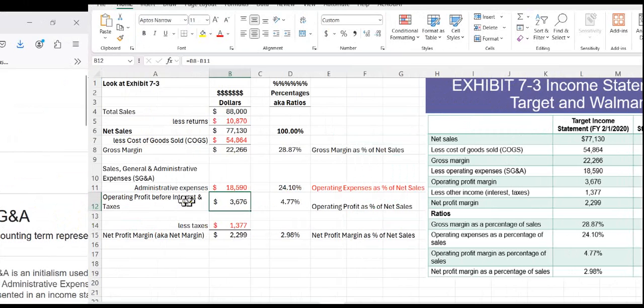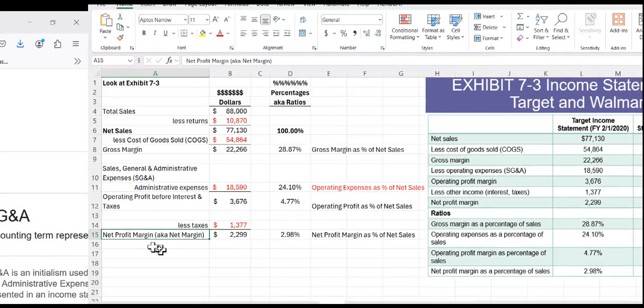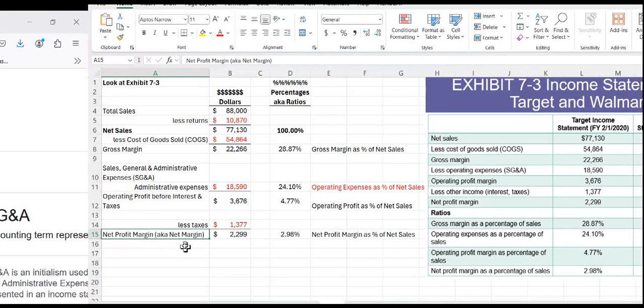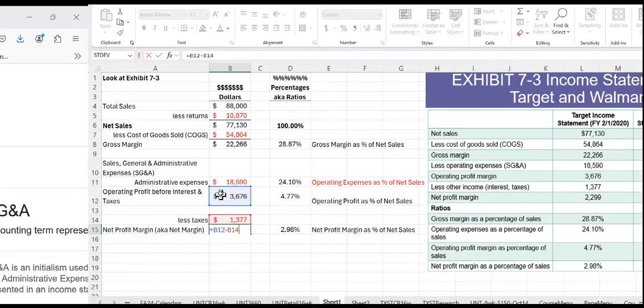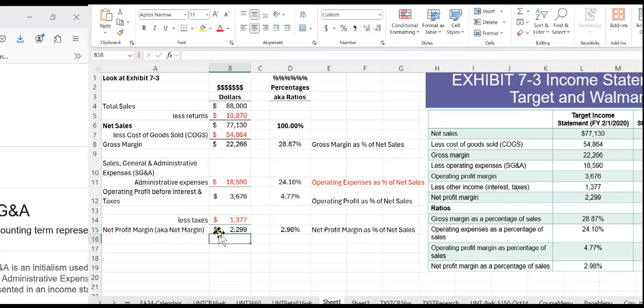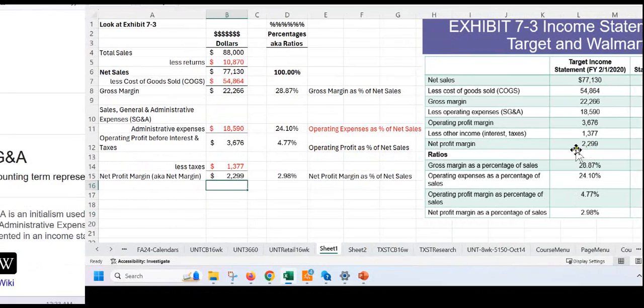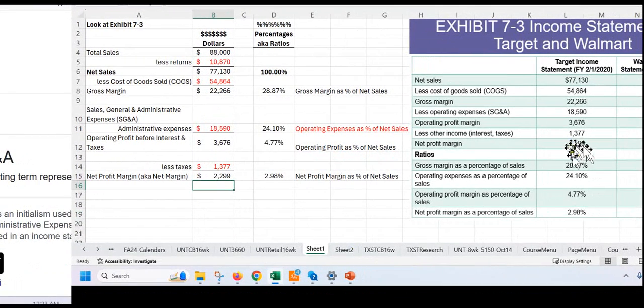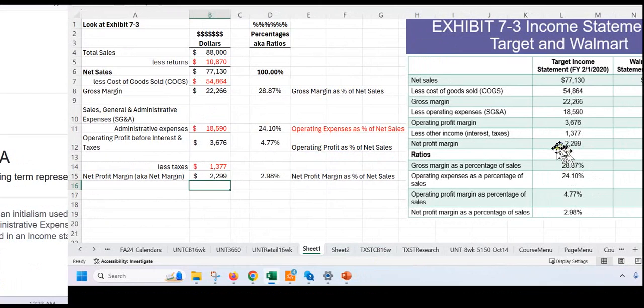So now we have operating profit before interest and taxes. Well, we need to subtract taxes so we can get the net profit margin. This is also sometimes referred to as net margin. So operating profit is in B12 minus B14. Sounds like we're playing bingo. Hit enter, and we get $2,299 for net profit margin. Yay! That's really, really good.